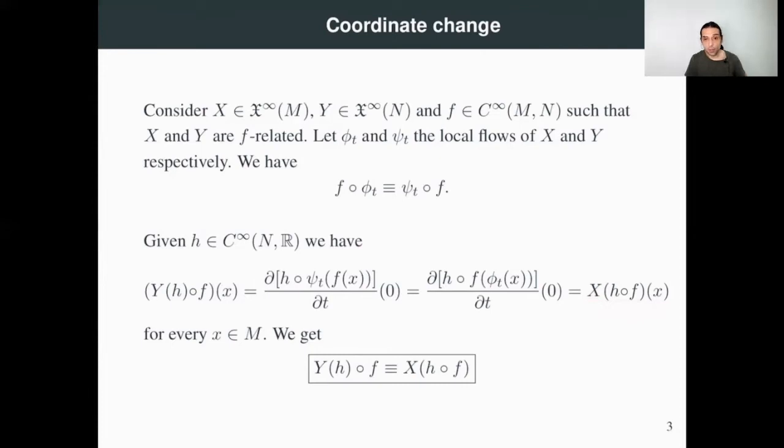So since this holds for every point x in our manifold, we get that x applied to f composed with h is a C-infinity function of m, and because x is a derivation of the space of C-infinity functions of m, this is also a C-infinity function of m. This is a C-infinity function of n, but when we compose with f, it's a C-infinity function of m. These two C-infinity functions of m, we prove that indeed they are equal. So we have this expression.